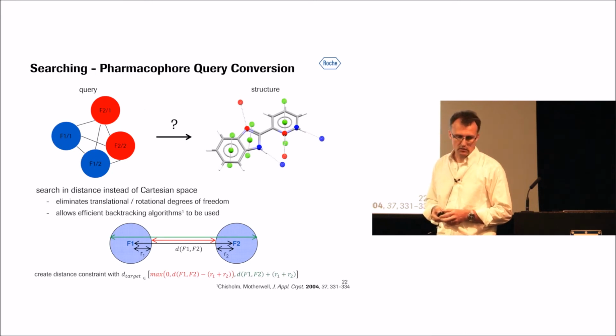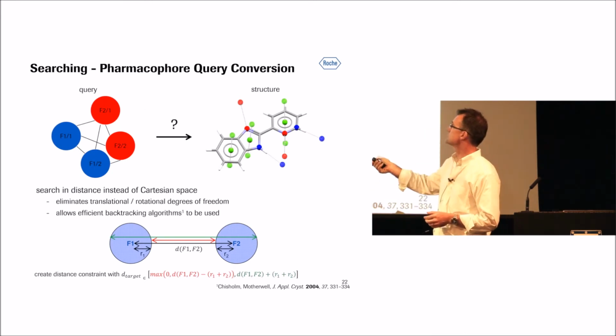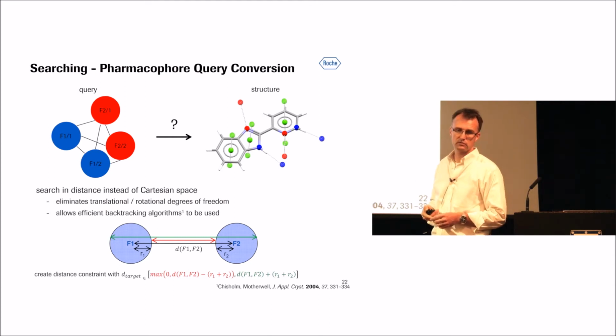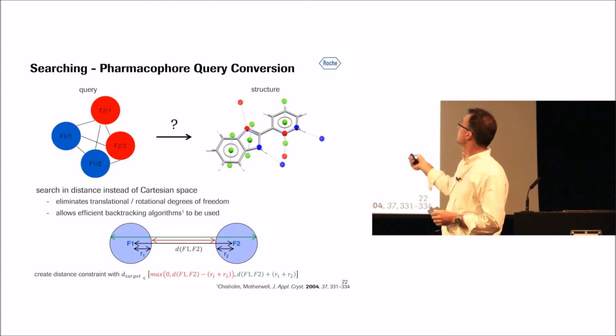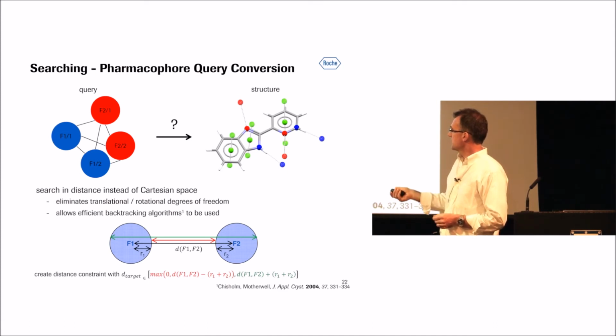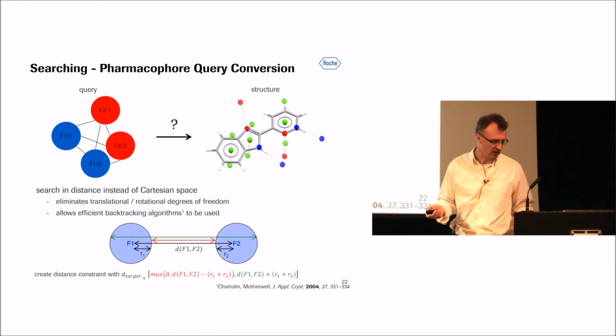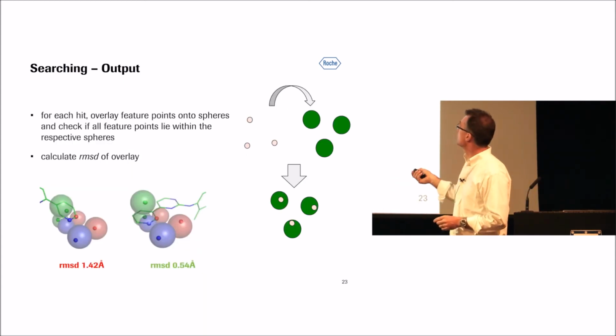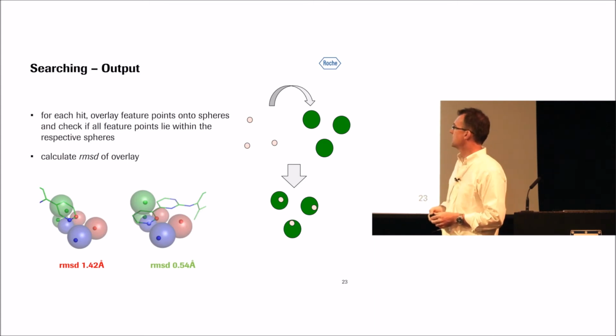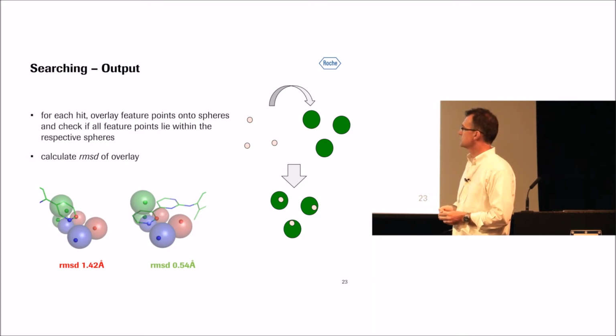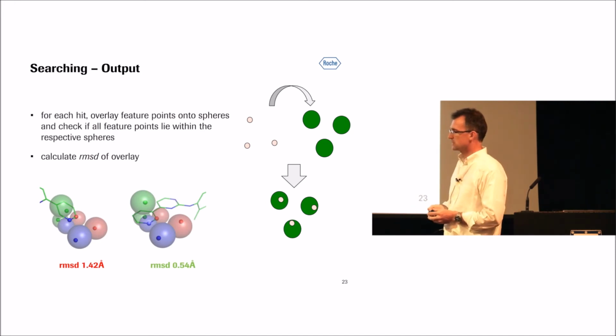So the way the system now works is you define your query, that's the pharmacophore, and then you have a database of structures that are pre-annotated. Also nothing new, but effectively all these features are already pre-placed onto each structure. And then we do a search in distance space, that allows for relatively fast backtracking algorithms. Then in the second step, you take the results and overlay them onto the pharmacophore and have another filter that takes out a few solutions that still don't fit. And then, of course, you can calculate an RMSD. So it's a conceptually very simple process.